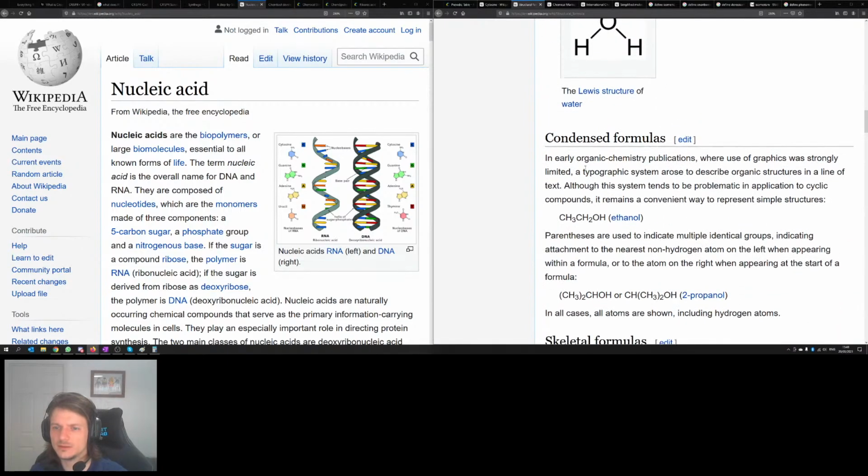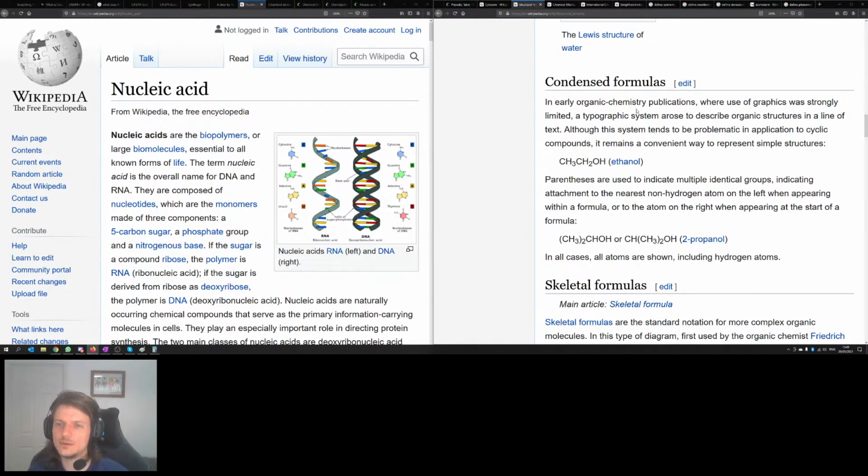Okay. Condensed formulas. In early organic chemistry publications, where use of graphics was strongly limited, a typographic system arose to describe organic structures in a line of text. Although this system tends to be problematic in application to cyclic compounds, it remains a convenient way to represent simple structures.